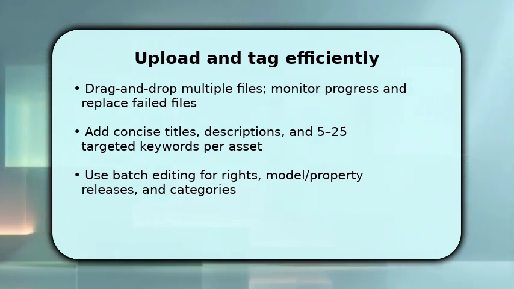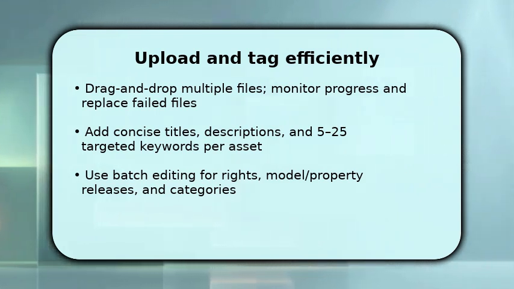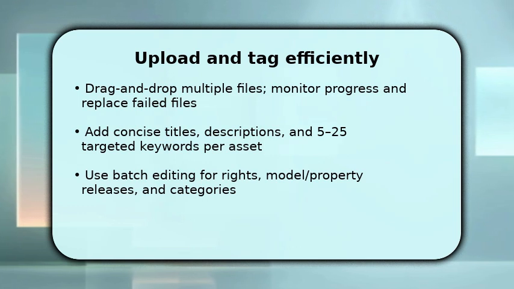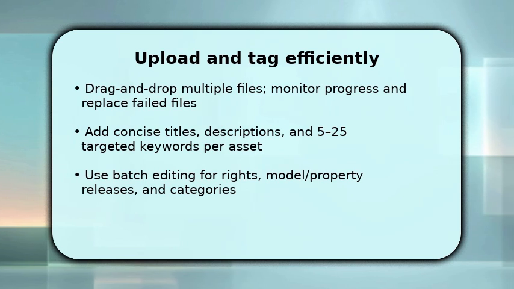Then add clear, searchable titles and helpful descriptions, and assign 5 to 25 targeted keywords that buyers will search. Make use of batch editing for repetitive data like release flags, categories, and language options, because it speeds approval.